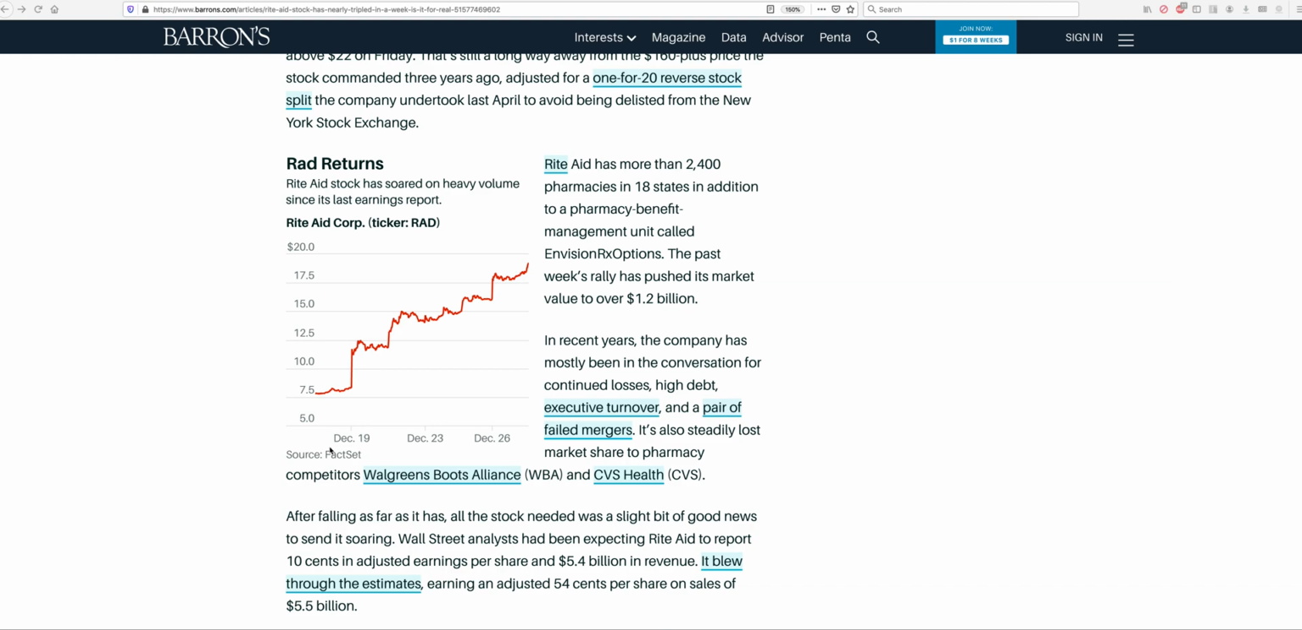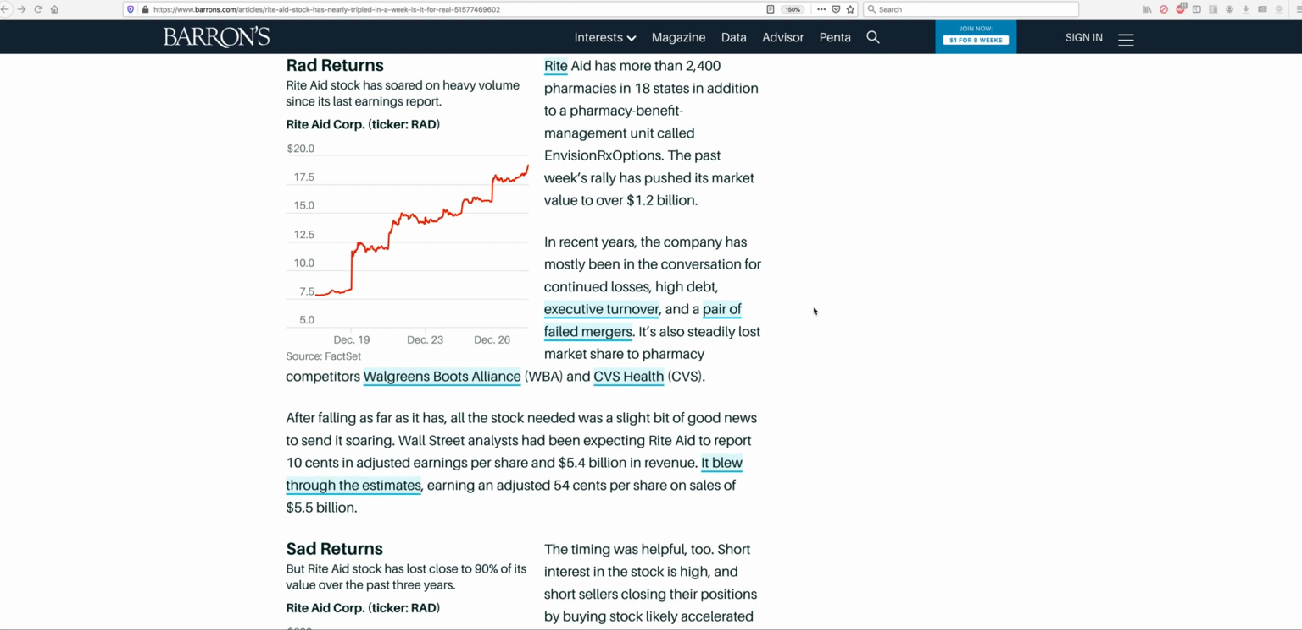Now we're looking at this graph. It's showing from December 19th to December 26th that Rite Aid went from about 7.5 to 17.5. We see that Rite Aid has 2,400 pharmacies in 18 states. We know that their competitors are Walgreens and CVS. We know that the company has mostly been in the conversation for continued losses, high debt, executive turnover, and failed mergers. Now, what is that an indication of?